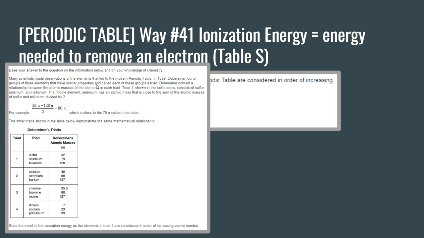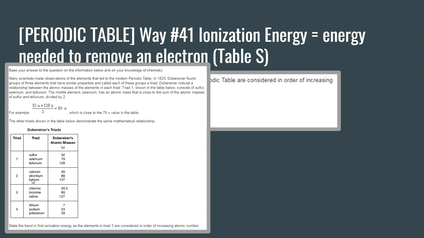Many scientists made observations of the elements that led to the modern periodic table. In 1829, Dobereiner found groups of three elements that have similar chemical properties and called each of these groups a triad. Dobereiner noticed a relationship between the atomic masses of the elements in each triad. Triad 1, shown in the table below, consists of sulfur, selenium, and tellurium. The middle element, selenium, has an atomic mass that is close to the sum of the atomic masses of sulfur and tellurium divided by 2. For example, 32 AMU plus 128 AMU divided by 2 equals 80, which is close to the 79 AMU value in the table. The other triads shown in the table below demonstrate the same mathematical relationship.